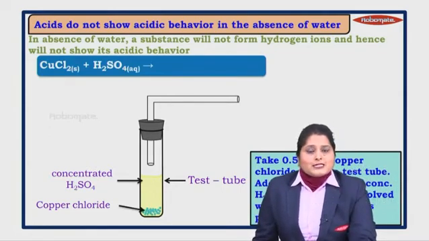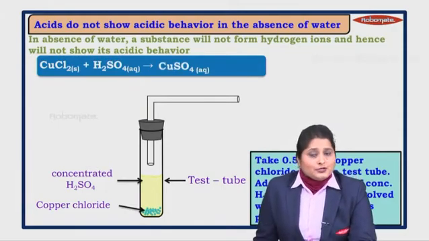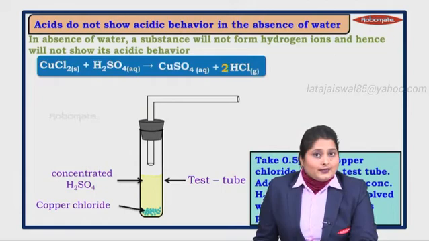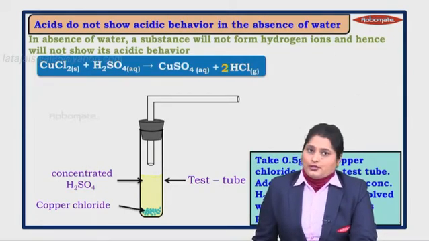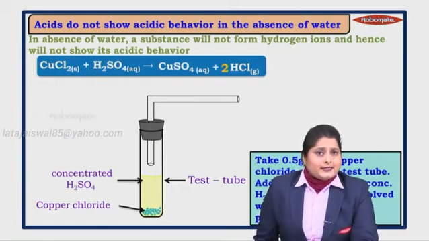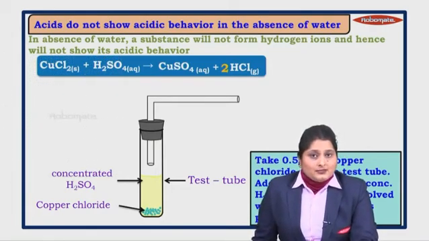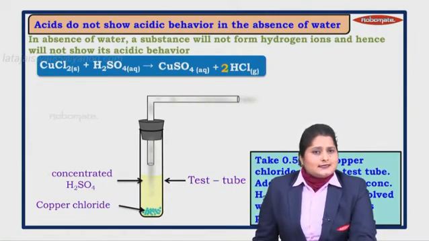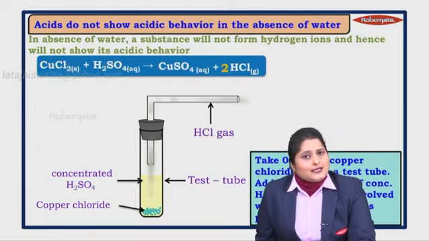When copper chloride reacts with concentrated sulfuric acid, we will see the product formation. There is a release and formation of copper sulfate and hydrogen chloride gas, that is HCl. And to balance the reaction, we put here 2. Because it is a gas, it can't stay in the test tube. It will have to travel. So it is going to form and travel like this. And this gas, we are going to test with something.